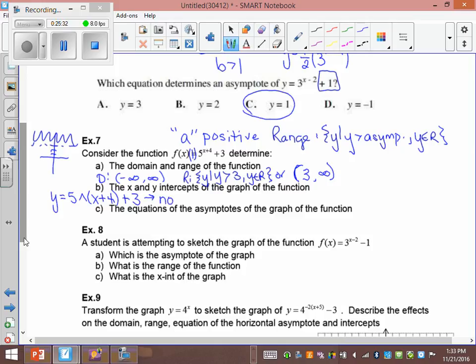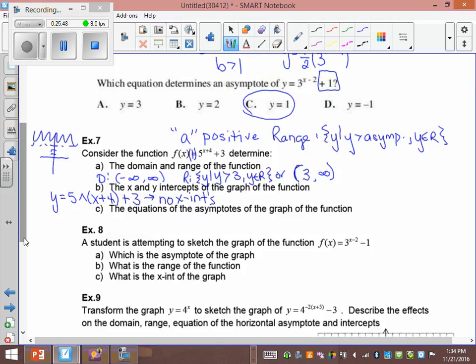Do I always have no x-intercepts? Absolutely not. If this graph was reflected in the x-axis, the whole graph would be below, and it's going to cross the x-axis somewhere, right? So don't just put no x-intercepts like that's the answer for everything. It's not. It just happened to be for the last ones we did.